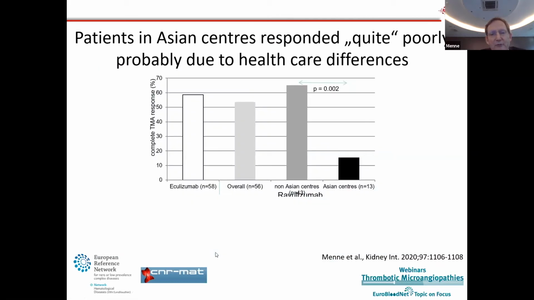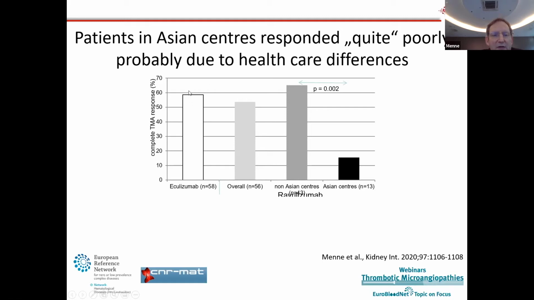What was also a problem, and I wrote an editorial to this article, is that if you look at the data, it was especially a problem in Asian centers. So the patients in Asian centers had a much lower response rate. You can see the response rate was only 15%, whereas in the non-Asian centers it was 65%.